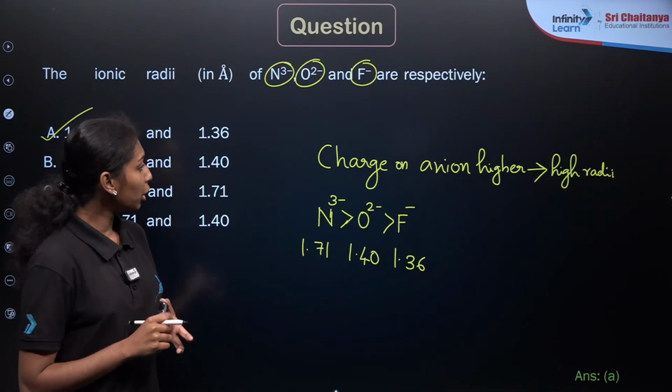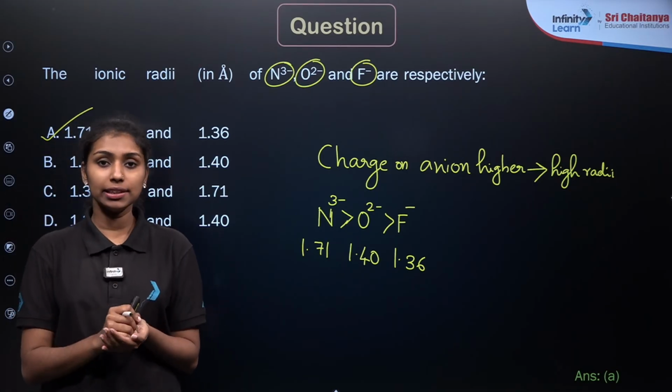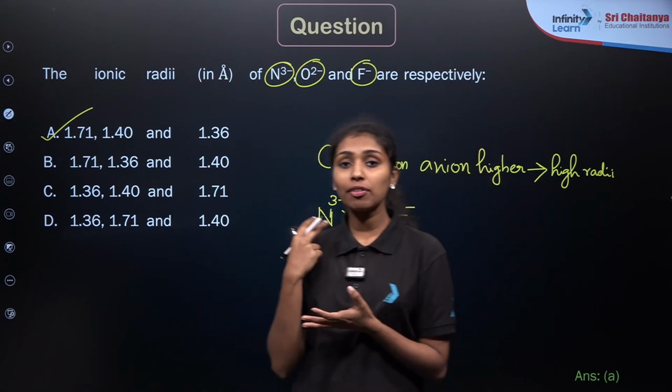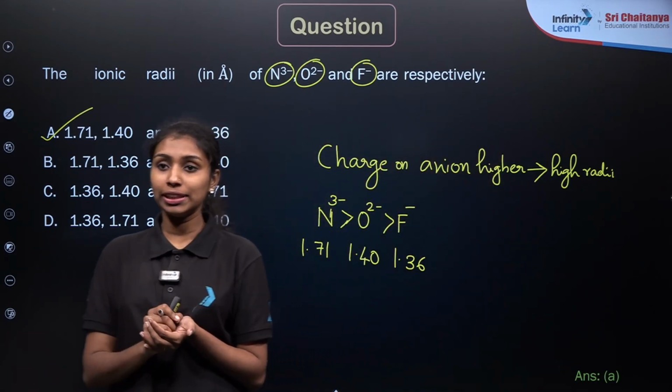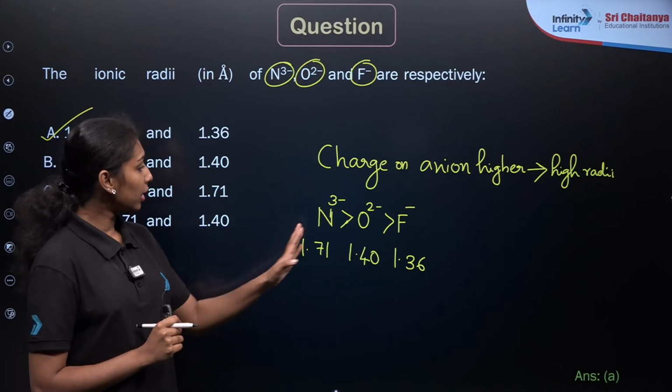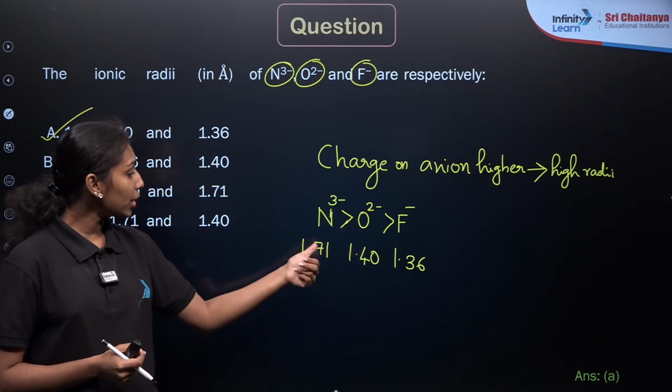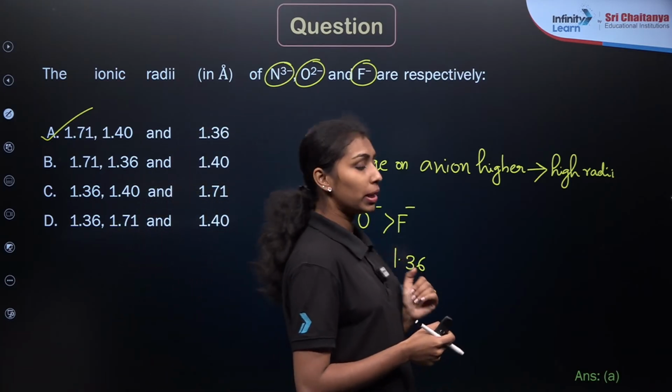Okay, the main point you have to keep in mind is that in the case of anionic radii, generally anions will be having more size as compared to the cation, and if you are having more negative charge on the anion, it will be having higher size. Let's say in the case of N3-, it will be having the maximum size of 1.71 angstrom as compared to O2- and F-.